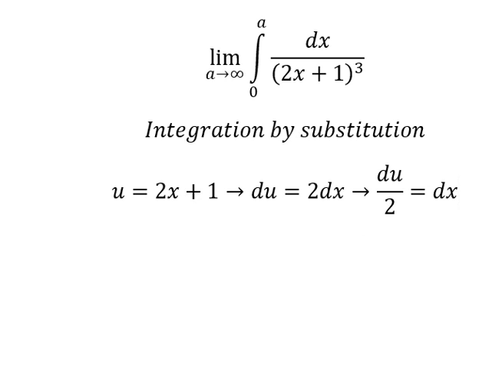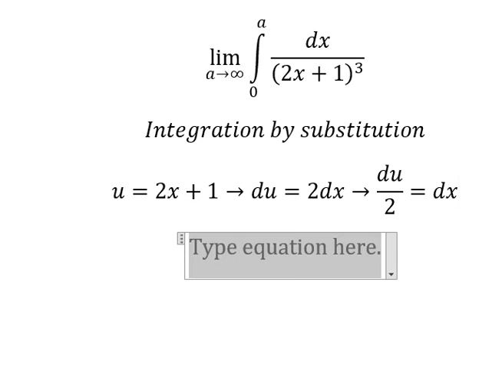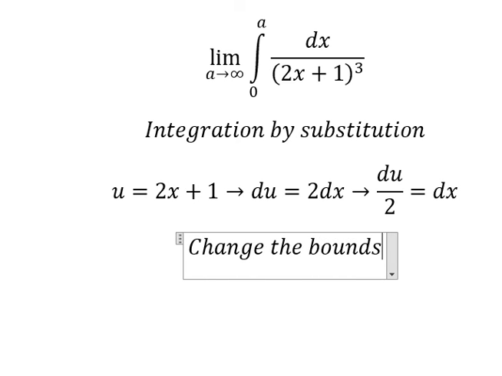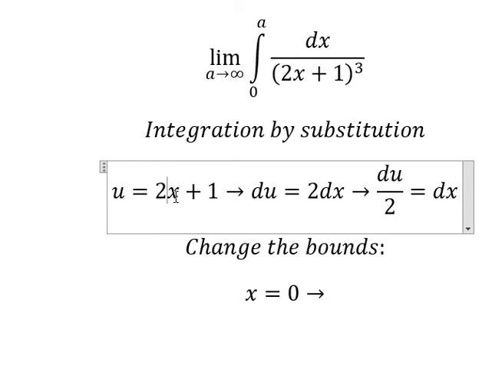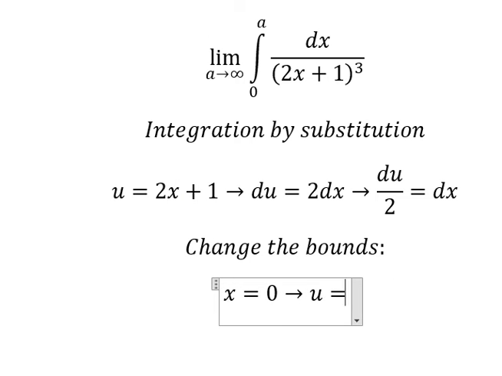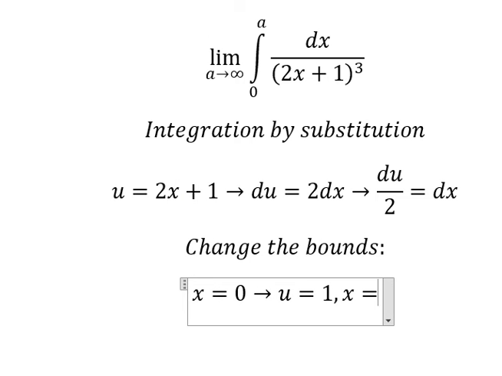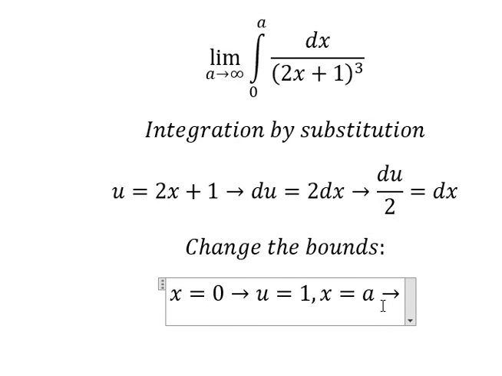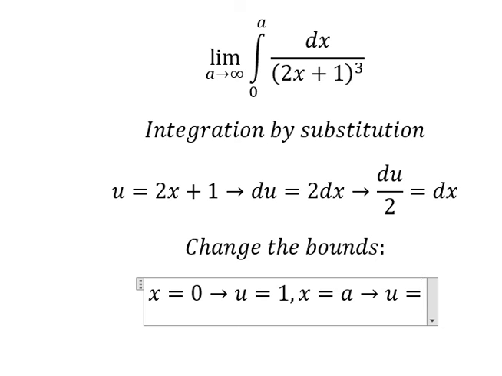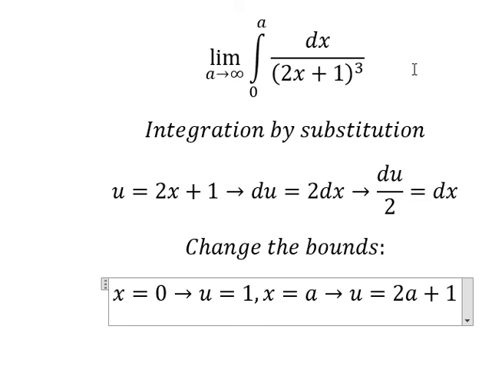Now we need to change the bounds. When x equals 0, we put 0 in here. So we have u equals 1. When x equals a, we put a in here. And then we have u equals 2a plus 1.